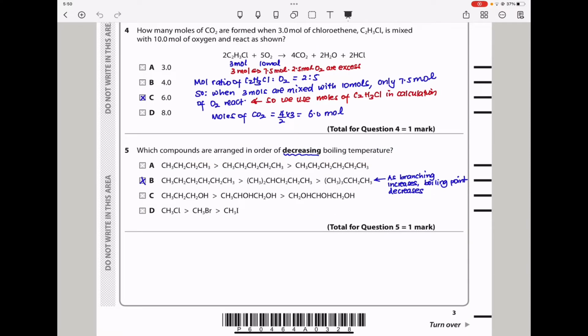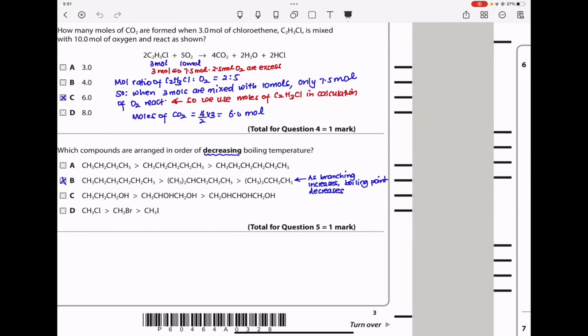Question 5. Which compounds are arranged in order of decreasing boiling temperature? Here we have to look at the branching that exists within the compounds given, because branching decreases the boiling point. And from my observation, I can see the order of decreasing boiling point is going to be B. In this case, if we look at C, we can see this one has 1 OH, this one has 2 OH, and that has 3 OH. So this is increasing boiling temperature, and the only possible answer with decreasing boiling point is supposed to be B.